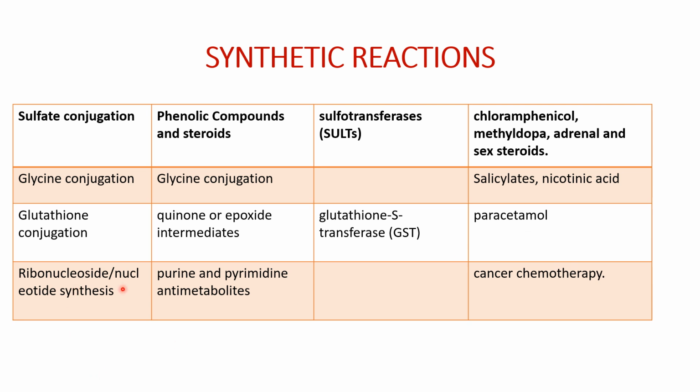And ribonucleoside and nucleotide synthesis is another synthetic reaction. Mostly purine and pyrimidine antimetabolites undergo this type of synthetic reaction. So most of the drugs used in cancer chemotherapy are examples of drugs which undergo this type of synthetic reaction.